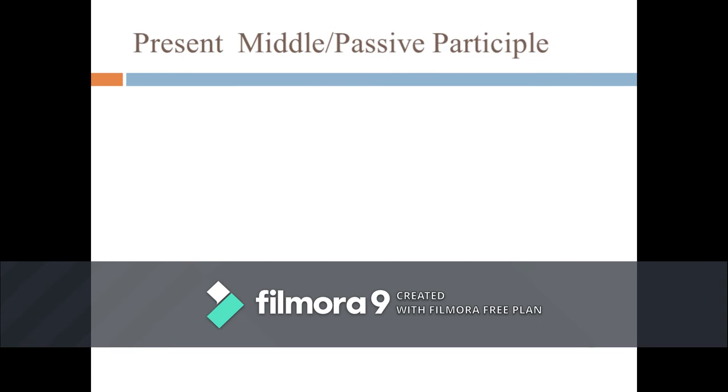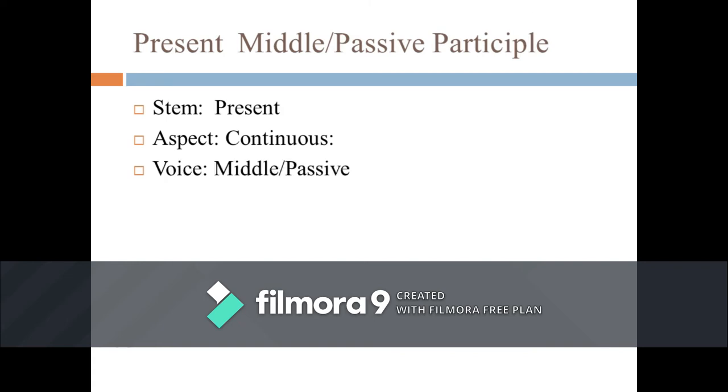The present middle passive participle. The purpose for the present middle passive participle, this is in the present, so there are going to be two major uses. One, it is used as a passive, and two, it's used as a deponent. There are very rare uses of it otherwise. We want to remember those two things. It's a deponent, if it's a deponent in your vocabulary. Otherwise, it's probably passive. So, the middle passive participle, the stem, is present. And because the stem is present, of course, the aspect is continuous. The voice is middle passive.